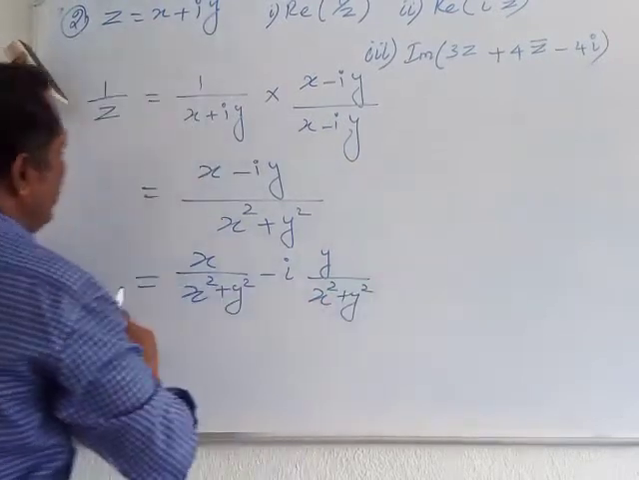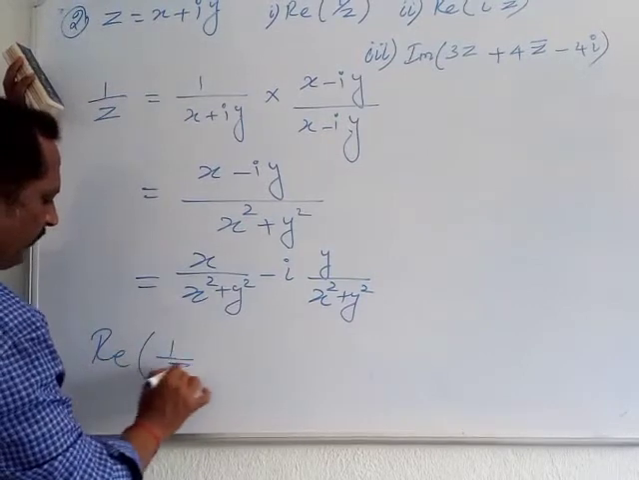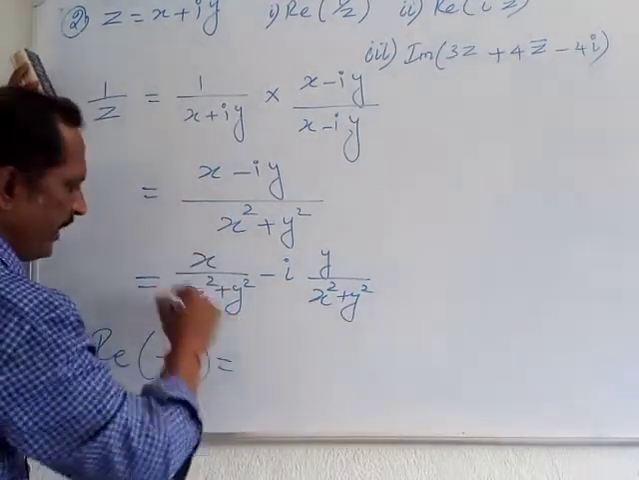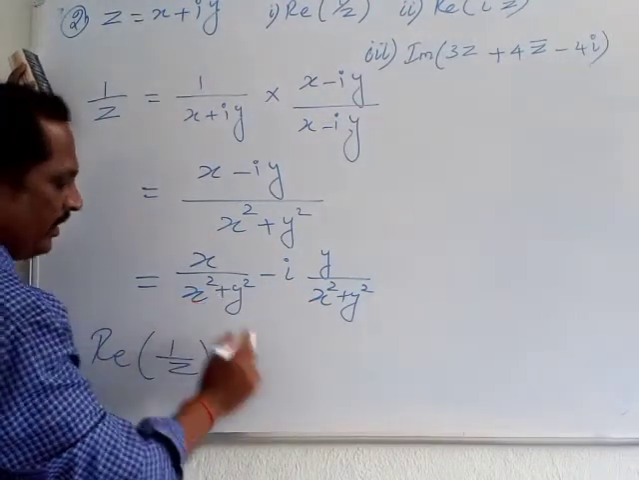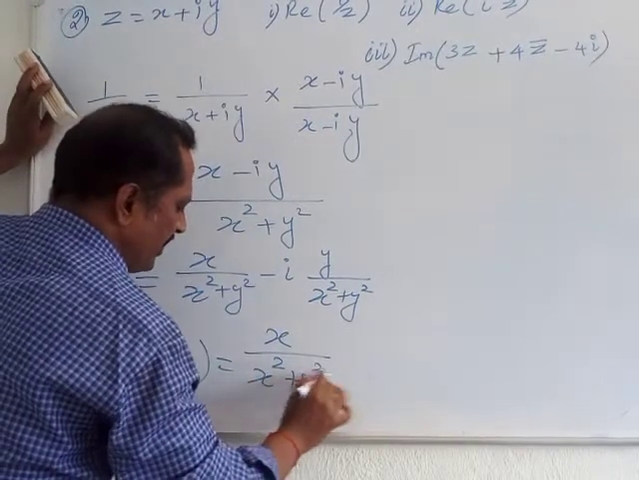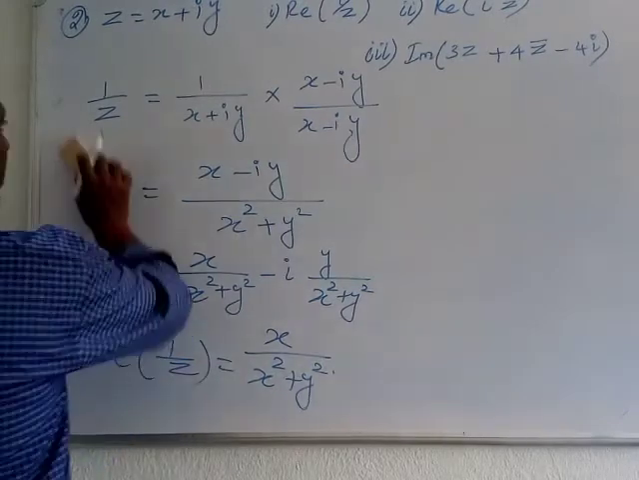So this is 1 by z. The asked question is the real part of 1 by z. The real part of 1 by z is equal to the real part. This item is the imaginary part, without the i term. So without the i term is x divided by x squared plus y squared. This is the real part of 1 by z.